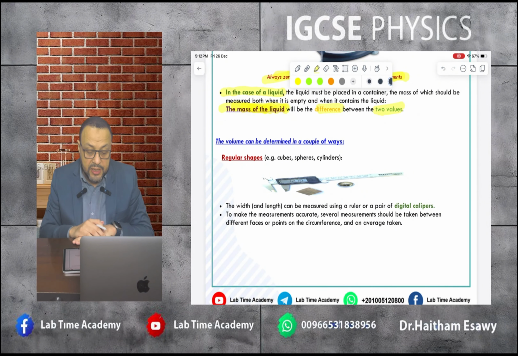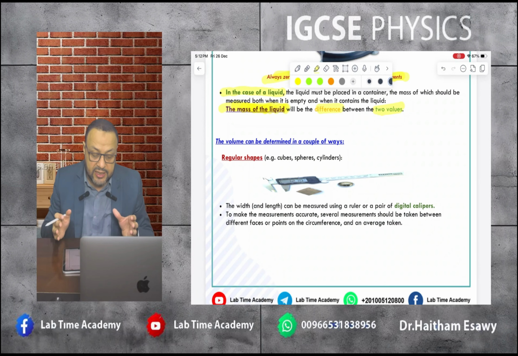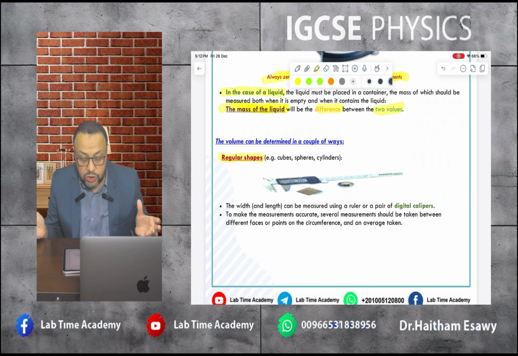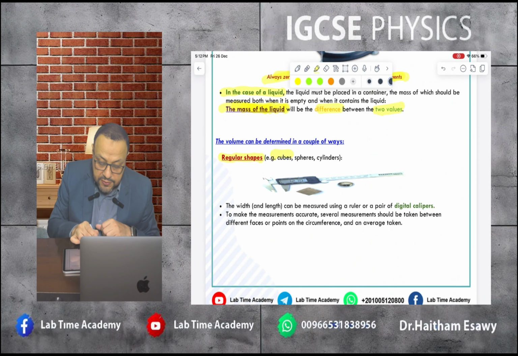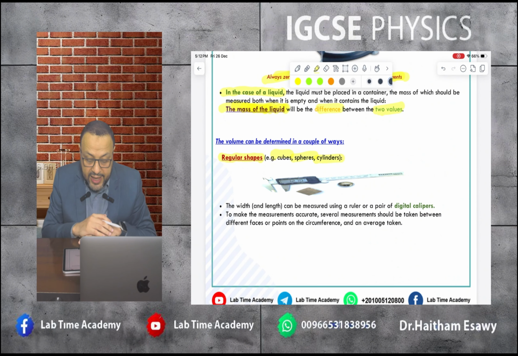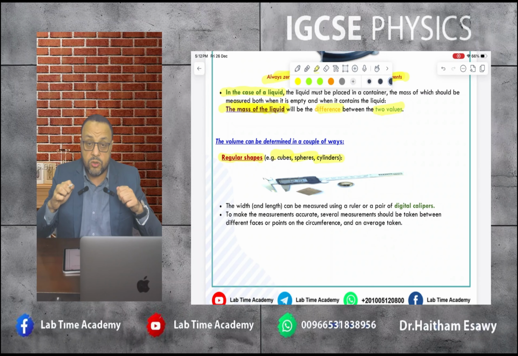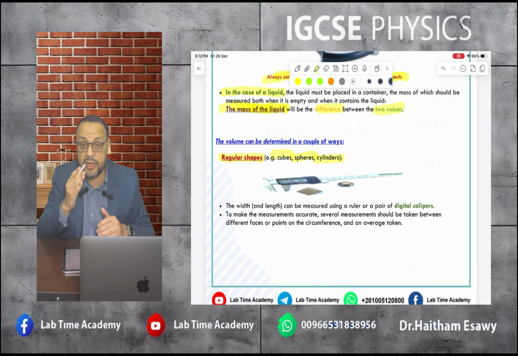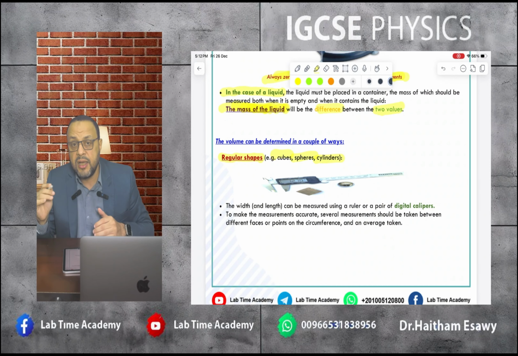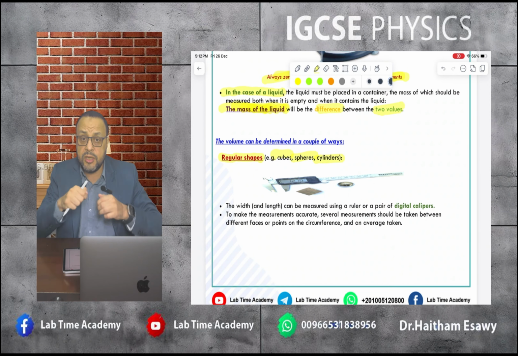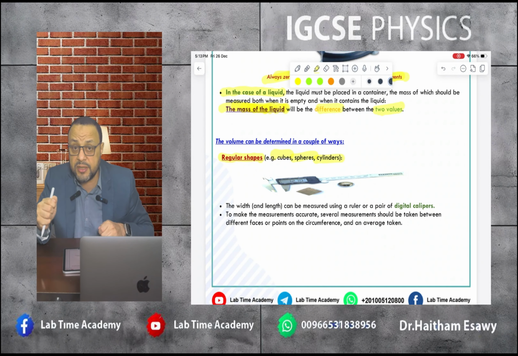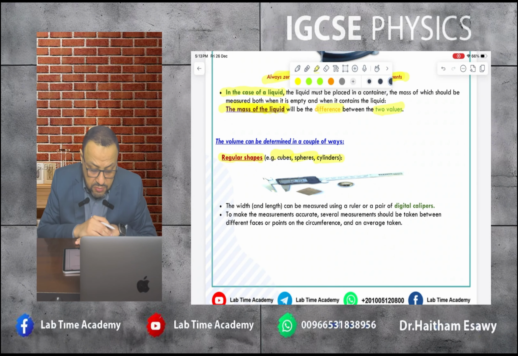The volume can be determined in a couple of ways. To get the volume, as I said, we have regular shapes and irregular shapes. Regular shapes are like cubes, spheres, and cylinders. I can use a ruler, for example, for a cube: volume equals length times width times height. I can measure each side using a ruler, then multiply length times width times height to obtain the volume of the cube.